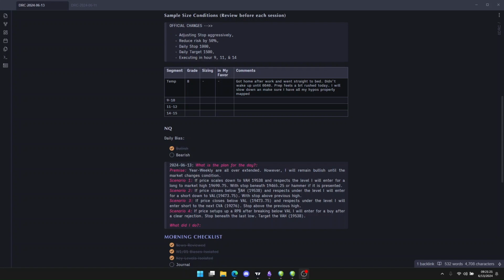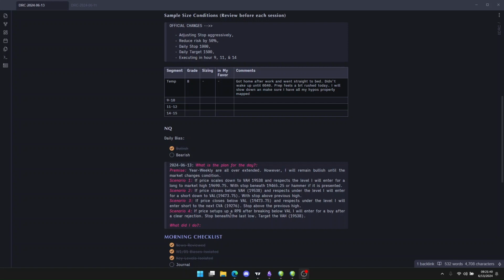If price closes below value area high and respects under the level, I will enter for a short down to value area low with stop above previous high. If price closes below value area low and respects under the level, I will enter to the next CVA. Stop above the previous high.